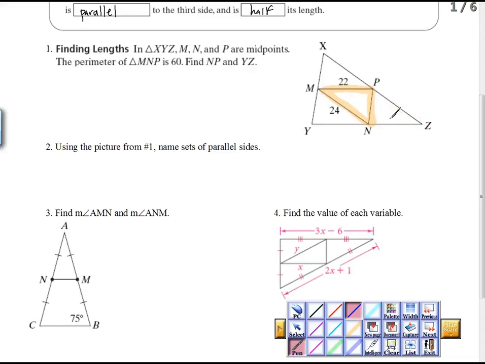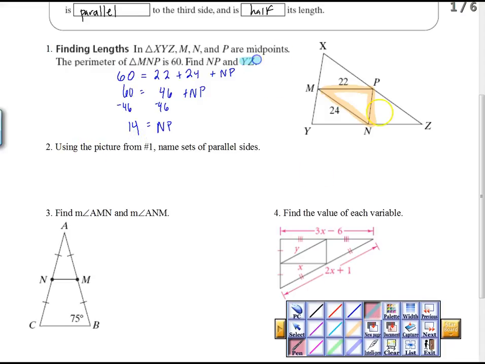Alright, so looking at this, well, if I know the perimeter of the small triangle is 60, I can set that up because I know perimeter is all my outsides added up. So I can say 60 has to equal the 22 plus my 24 plus whatever my measure of NP is. And then we're solving. So 60 equals 22 and 24 is 46 plus whatever NP is. Subtract 46 from both sides. And we get NP is 14.